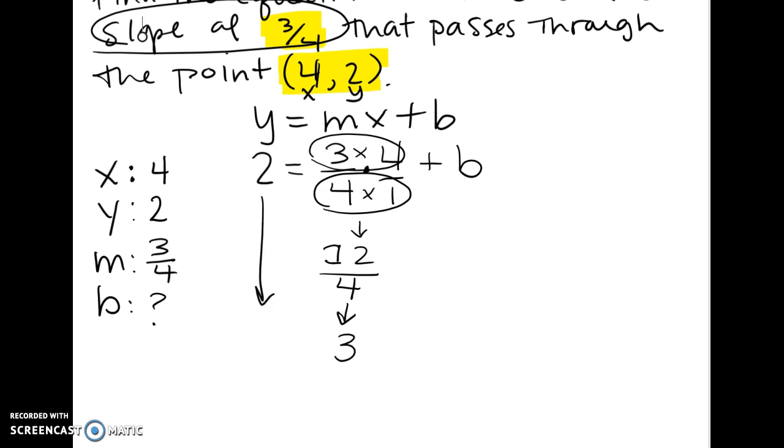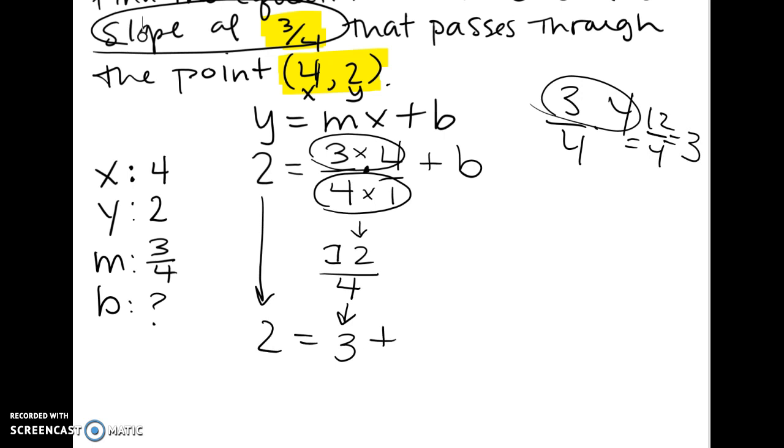So that was just a long way to do that multiplication of 3/4 times 4. We also can recognize just multiply the numerators and then divide the denominator. And again, that would give me 12 over 4, which equals 3. So just rewriting that with that multiplication problem done, and I'm left with 2 equals 3 plus b.